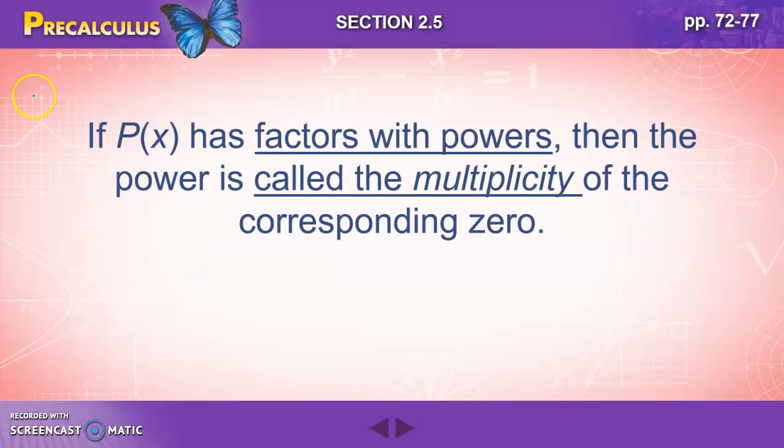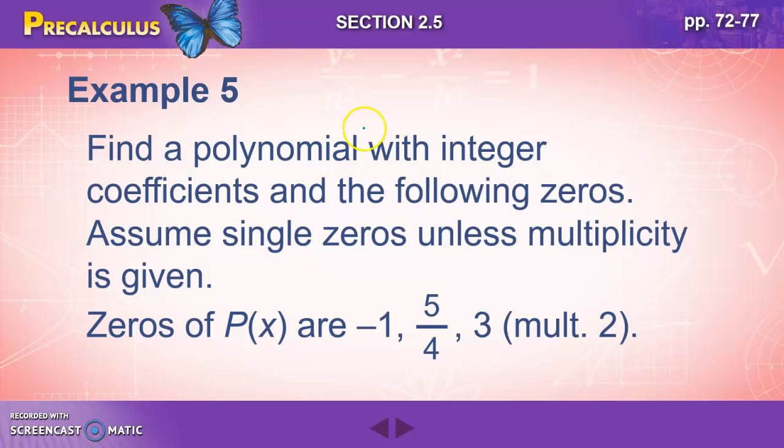Remember that when we are factoring to find the zeros of a polynomial, what we're trying to find is everywhere that it crosses the x-axis. So finding those zeros allows us to know when it crosses the x-axis. And we talked about this in the last class, why that might be useful. If p of x has factors with powers, then the power is called the multiplicity of the corresponding 0. Remember, powers are just exponents. So if one of its factors, like x minus 2, is being raised to the second power, it has a multiplicity of 2. That is the multiplicity of the corresponding 0, how many times that 0 occurs.